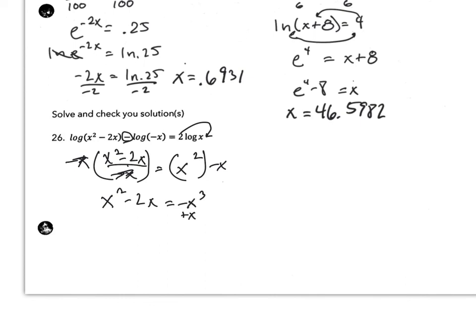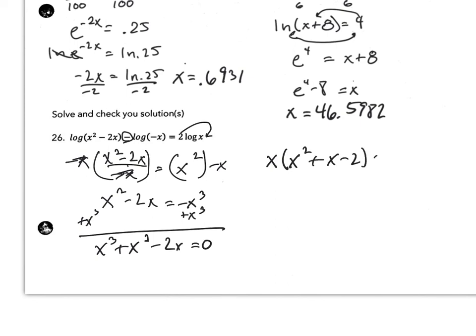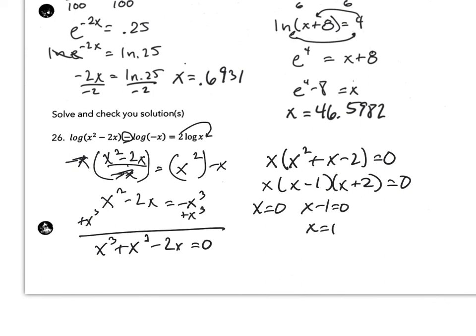Put everything on one side. So we have x to the 3rd plus x squared minus 2x equals 0. Now we're going to have to factor this. They all have an x in common. And now we have x and then x. Two numbers that multiply give you negative 2. We want that to be positive, that to be negative. So we get x equals 0. X minus 1 equals 0, so x equals 1. And x plus 2 equals 0, so x equals negative 2.